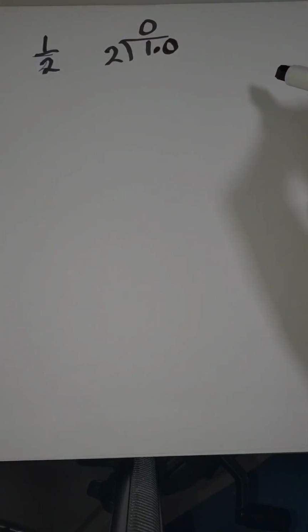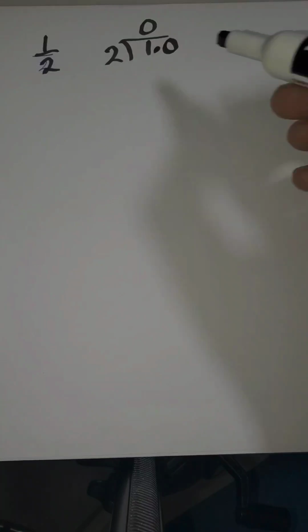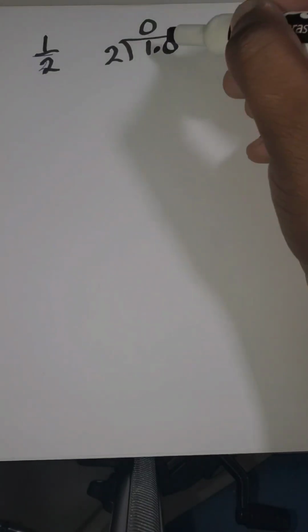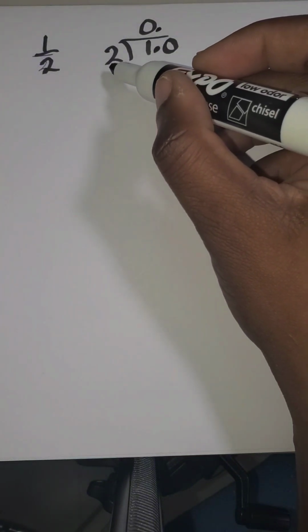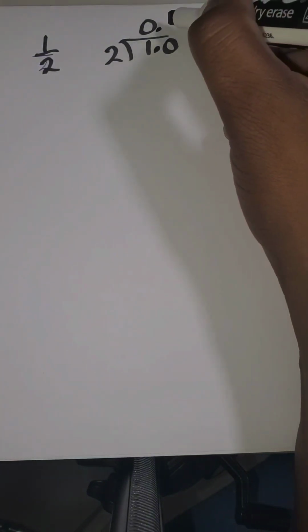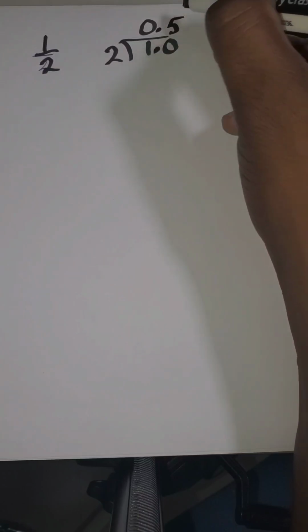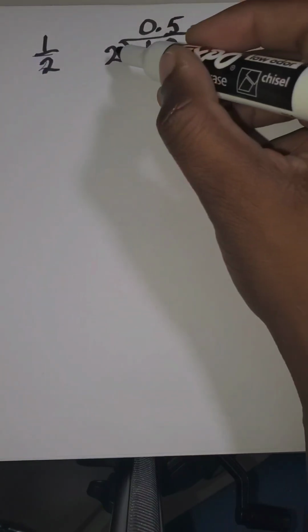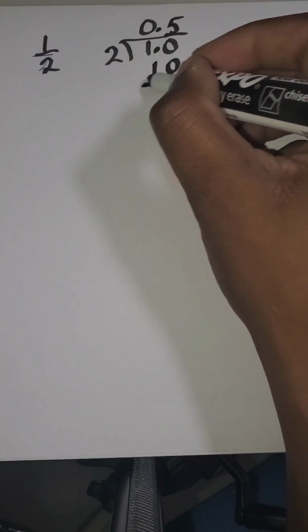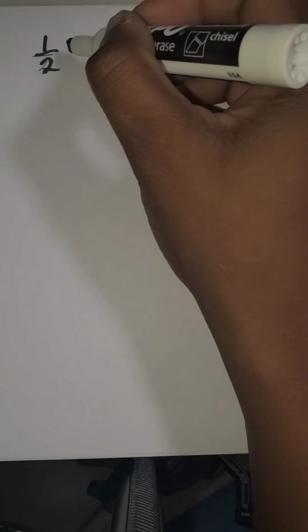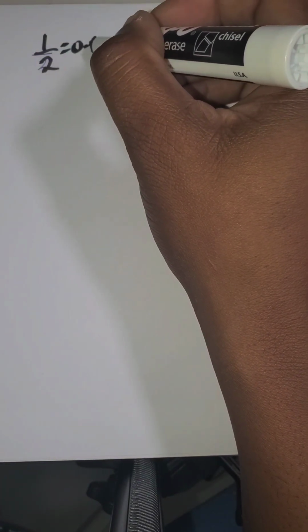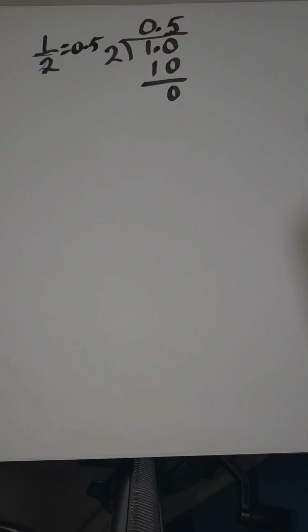And now I can look at the problem as 2 into 10. The decimal point goes directly on top. And then I ask myself, how many times can 2 go into 10? 2 goes into 10 5 times. And I continue. 2 times 5 is 10. Subtract, I have 0. So my 1 over 2 is the same thing as 0.5. That is how we can change a fraction into a decimal.